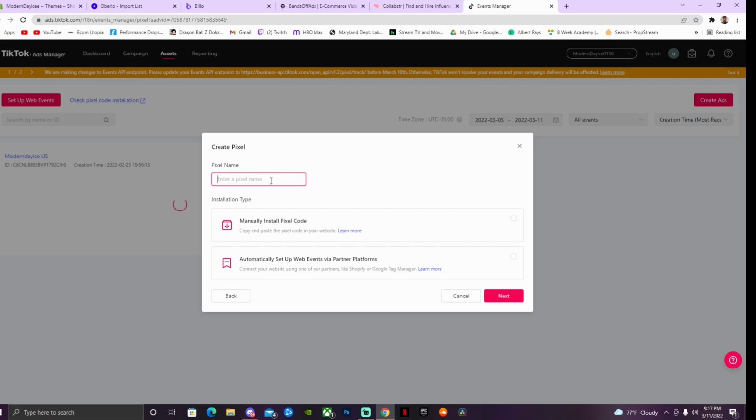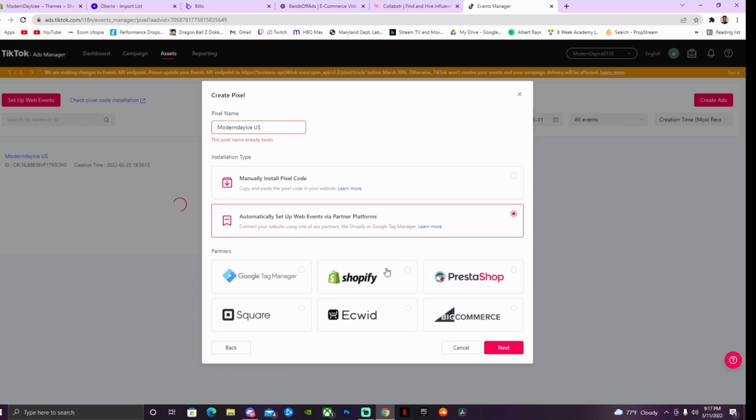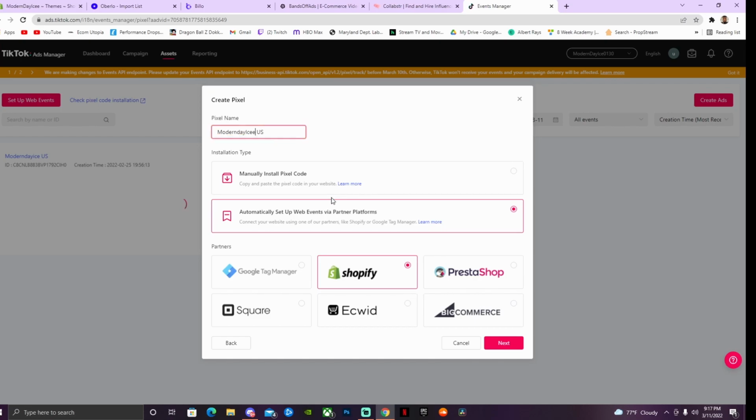So for instance, this would be Garden Day Ice US. Then you can either manually install the pixel code, if you know how to code through your website, or you can just set it up automatically with the Shopify platform. Then you would hit next. It's taking kind of long to load right now. Oh, the name already exists. Hold on one second. Then I'll hit next.